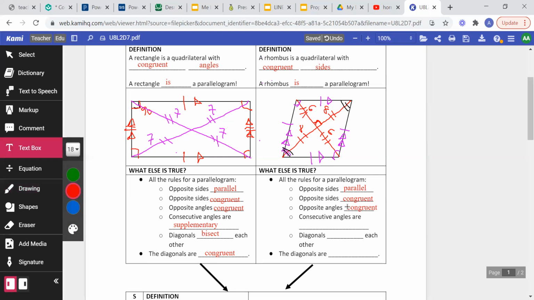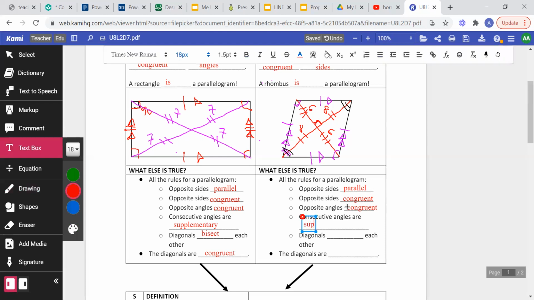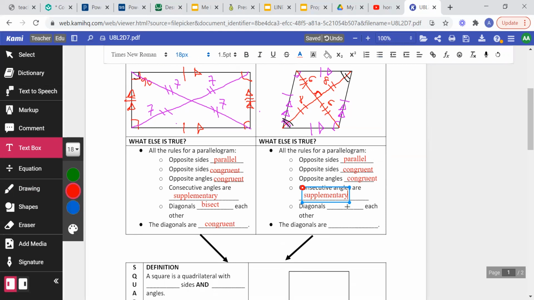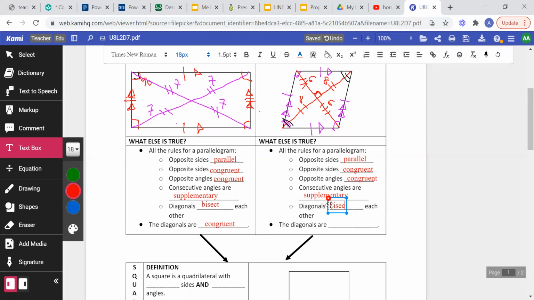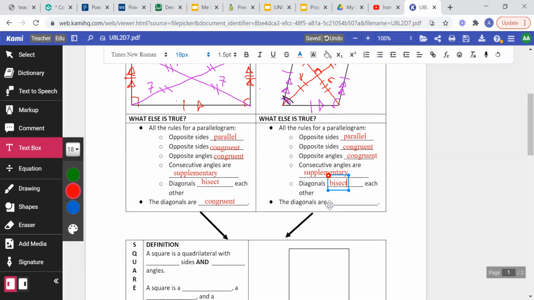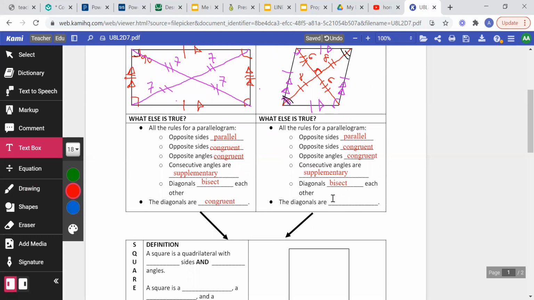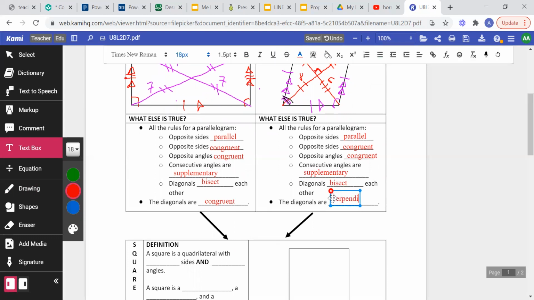Consecutive angles are always supplementary because we're dealing with a parallelogram. And the diagonals also bisect each other, as you can see here, 6, 6, 8, 8. But here the difference is that the diagonals in a rhombus are perpendicular, while the diagonals in a rectangle are congruent, okay? So those are the two specifications you have to know.